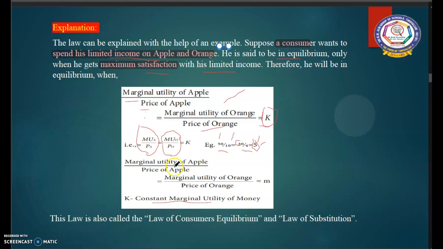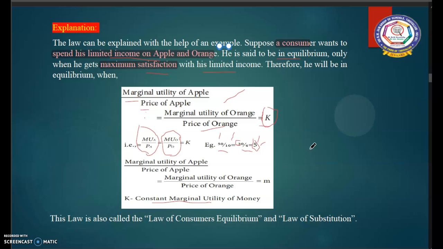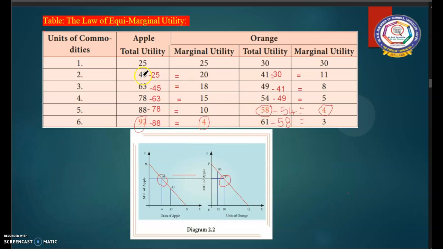So marginal utility of apple by price of apple equals marginal utility of orange by price of orange, equal to M. So that is the constant marginal utility of money. So this law is called the law of consumer's equilibrium and the law of substitution. Now, the law of equal marginal utility.